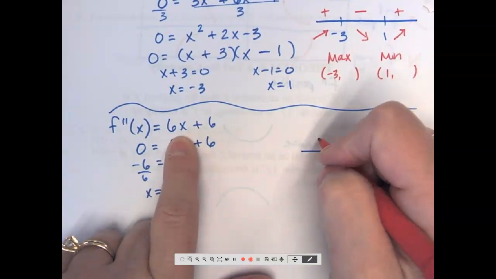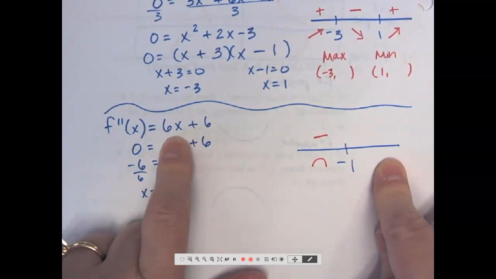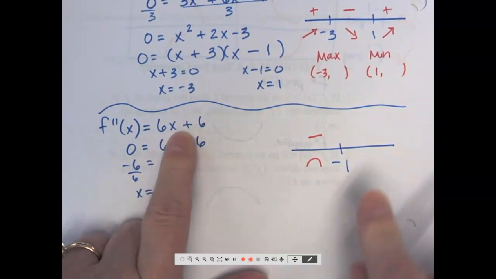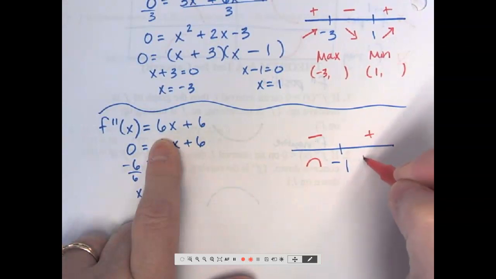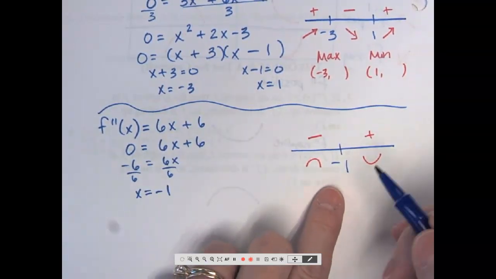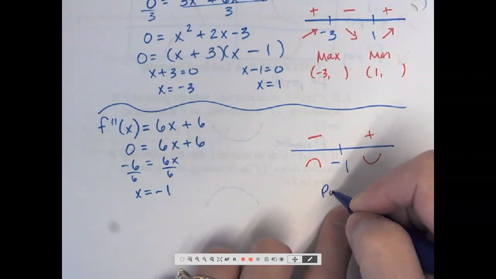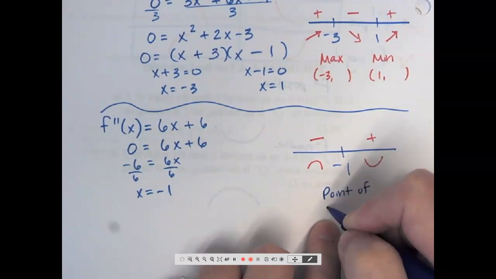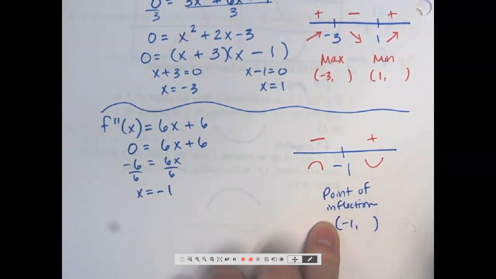Negative. Okay, in terms of the second derivative, that tells me it's concave down. Okay, if I pick a number to the right of negative 1, let's say 0, and I sub it in over here, then that gives me a positive. And a positive second derivative tells me we're concave up. Okay, so if this concavity changed, that tells me that I have a point of inflection. Ooh, fancy word. At negative 1, comma something.